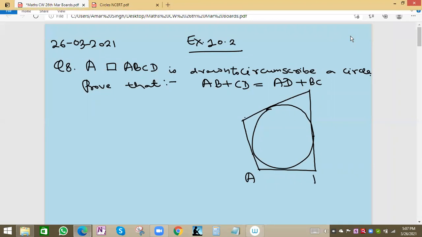A, B, C, D, E, Q, R, S. Please try this question.